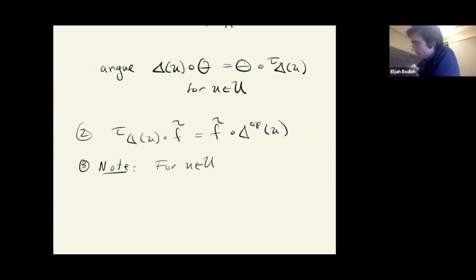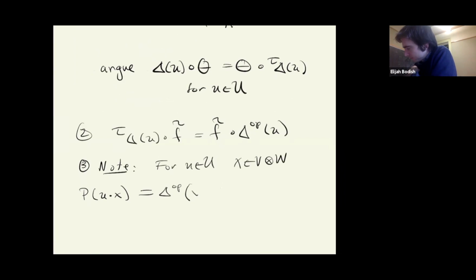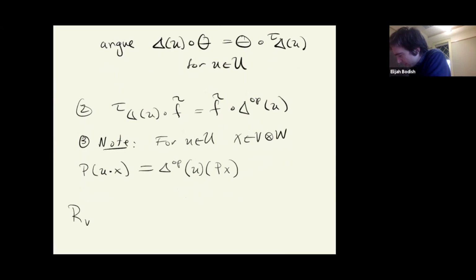for U in U and X in V tensor W, if I act just on U tensor X by P, this was a calculation I did at the beginning. This is delta op of X of U of P X. And so the final point is that, I mean, we want to do R VW of U dot X. This is theta WV F tilde of P of U dot X.